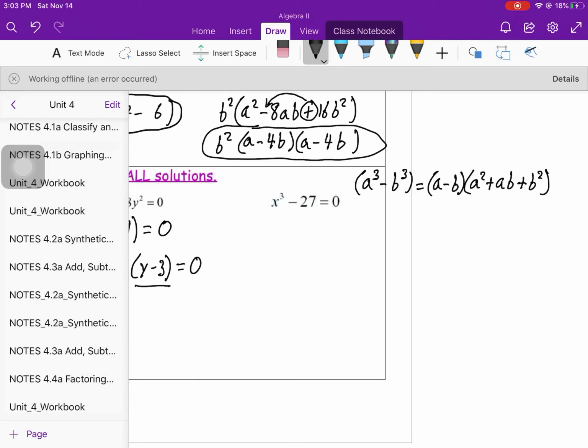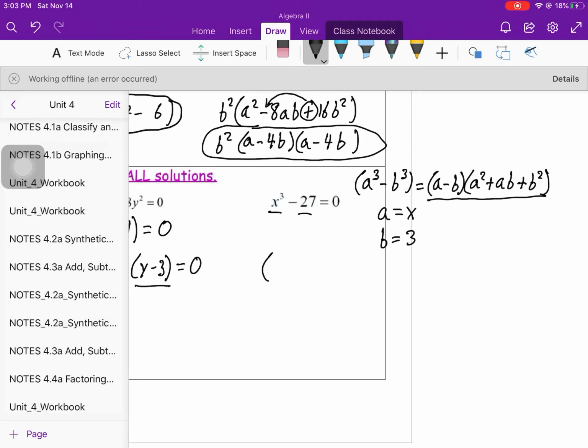We need to figure out what a and b are to start this out. So if a is our x cubed, what number would we cube to get x cubed? It would be x. And then b is our 27, and we know that you have to cube 3. Some of these numbers should definitely come back pretty quickly because we use them a lot. So now let's follow this pattern here.